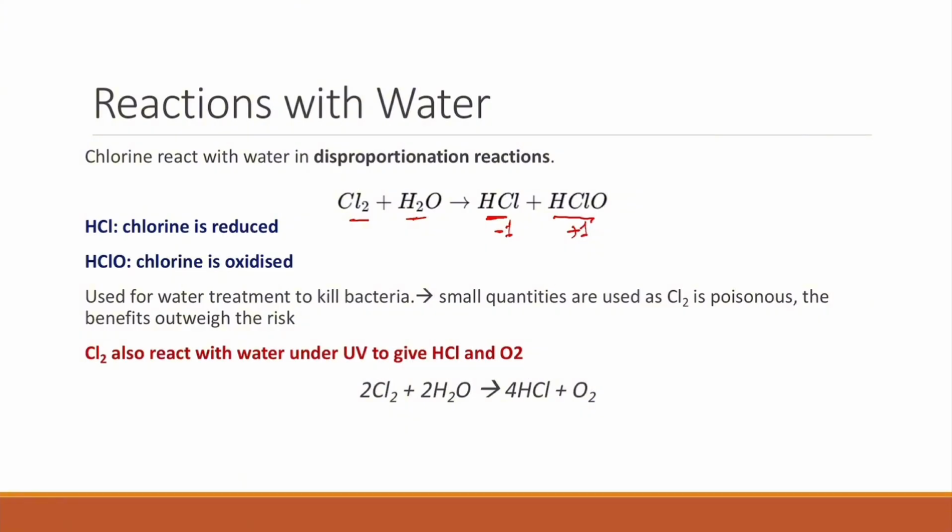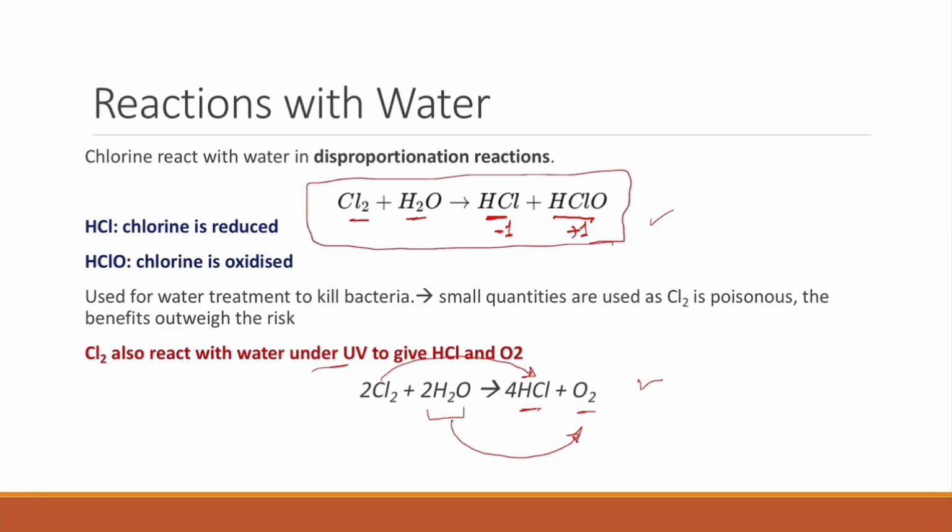Also, chlorine can react with water under UV to give hydrogen chloride and oxygen. This is not a disproportionation reaction. In this case, the oxygen from water is the one that gets oxidized to oxygen, and the chlorine gets reduced to chloride, hydrogen chloride. In the exam, if they simply ask you about the reaction between chlorine and water, you can mention any of these two. But if they have a more specific question, like which reaction would produce two acids, then you have to mention the disproportionation reaction, because even though the other is a correct reaction between chlorine and water, it is not the reaction they are looking for if they want the two acids.